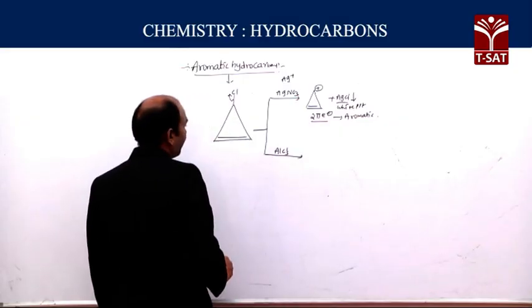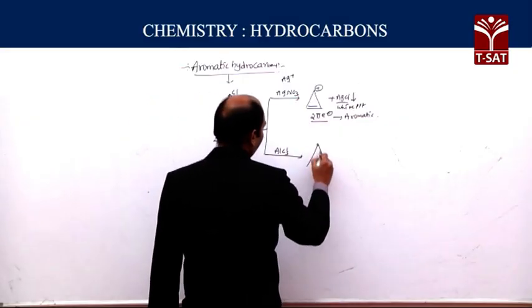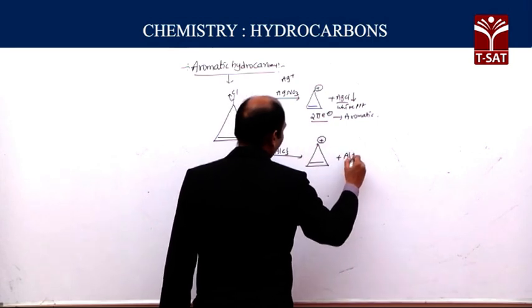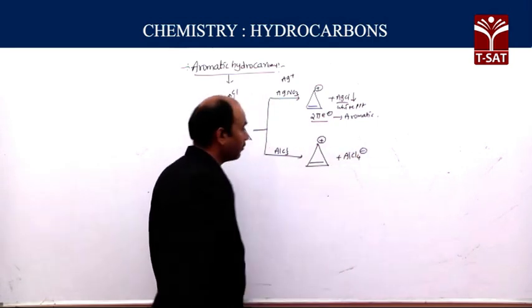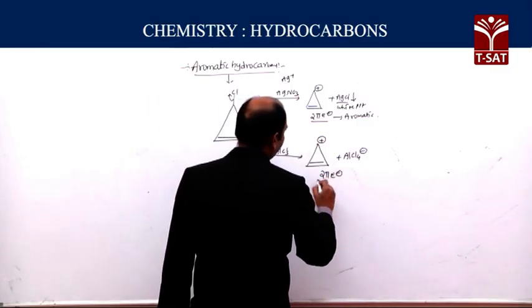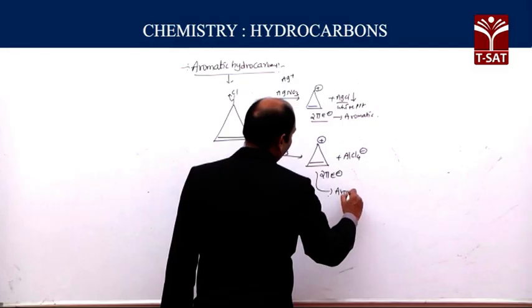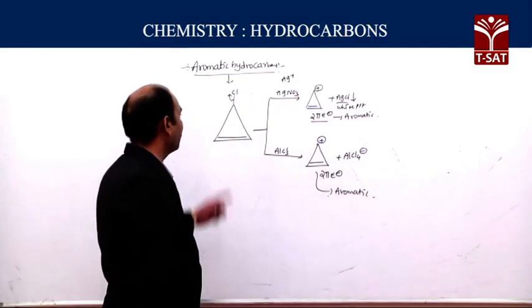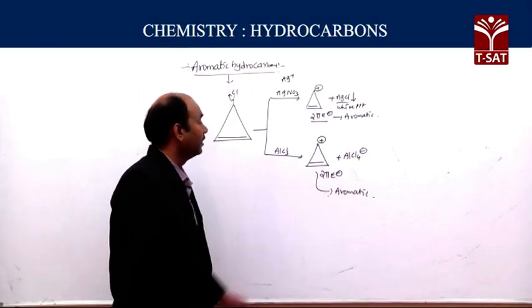AlCl3 plus Cl minus, what do we get here? This is a plus charge and we get AlCl4 minus. Again, how many pi electrons does it have? 2 pi electrons. That means is it aromatic or non-aromatic? Therefore, this compound reacts with AlCl3, and AgNO3 also reacts with this compound, and we get this compound.